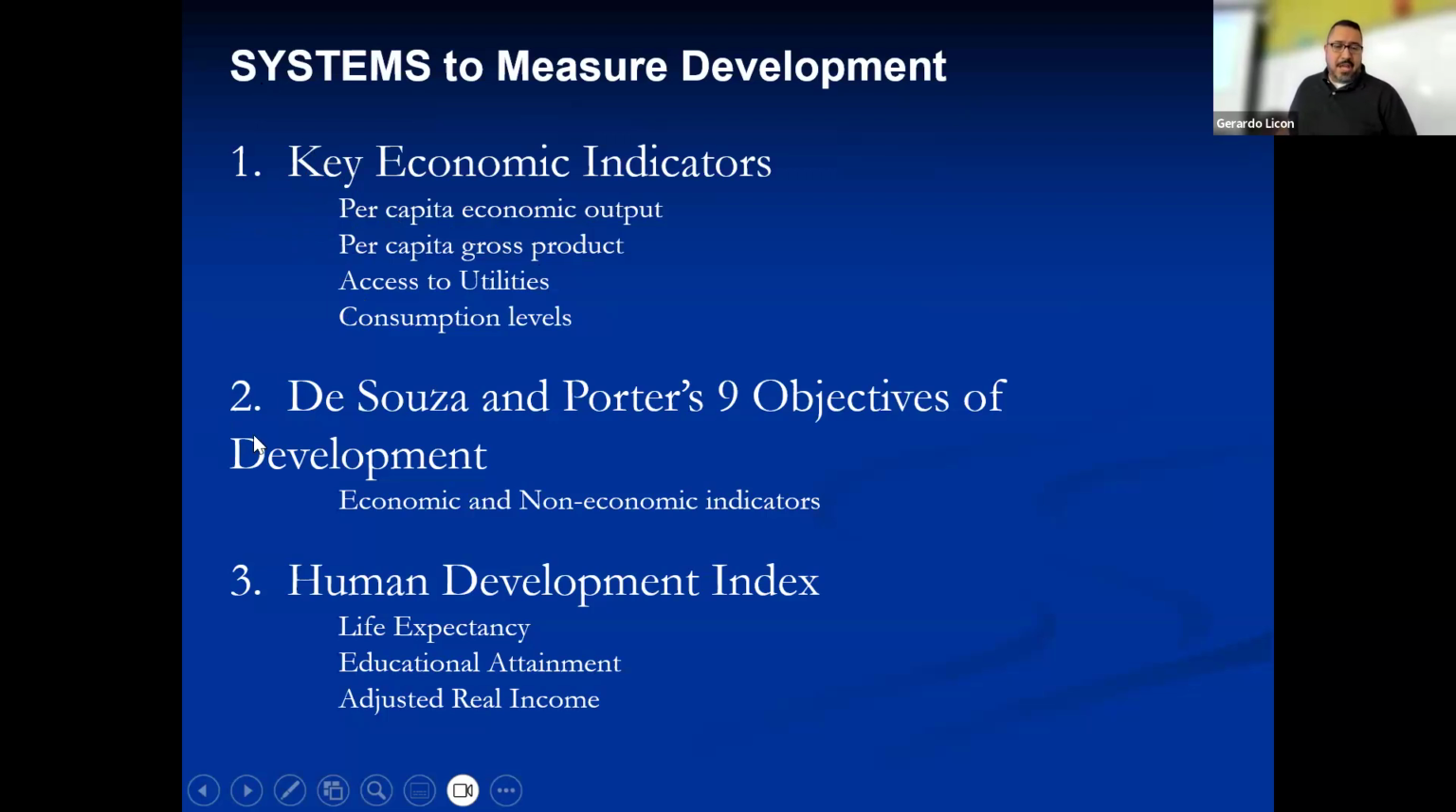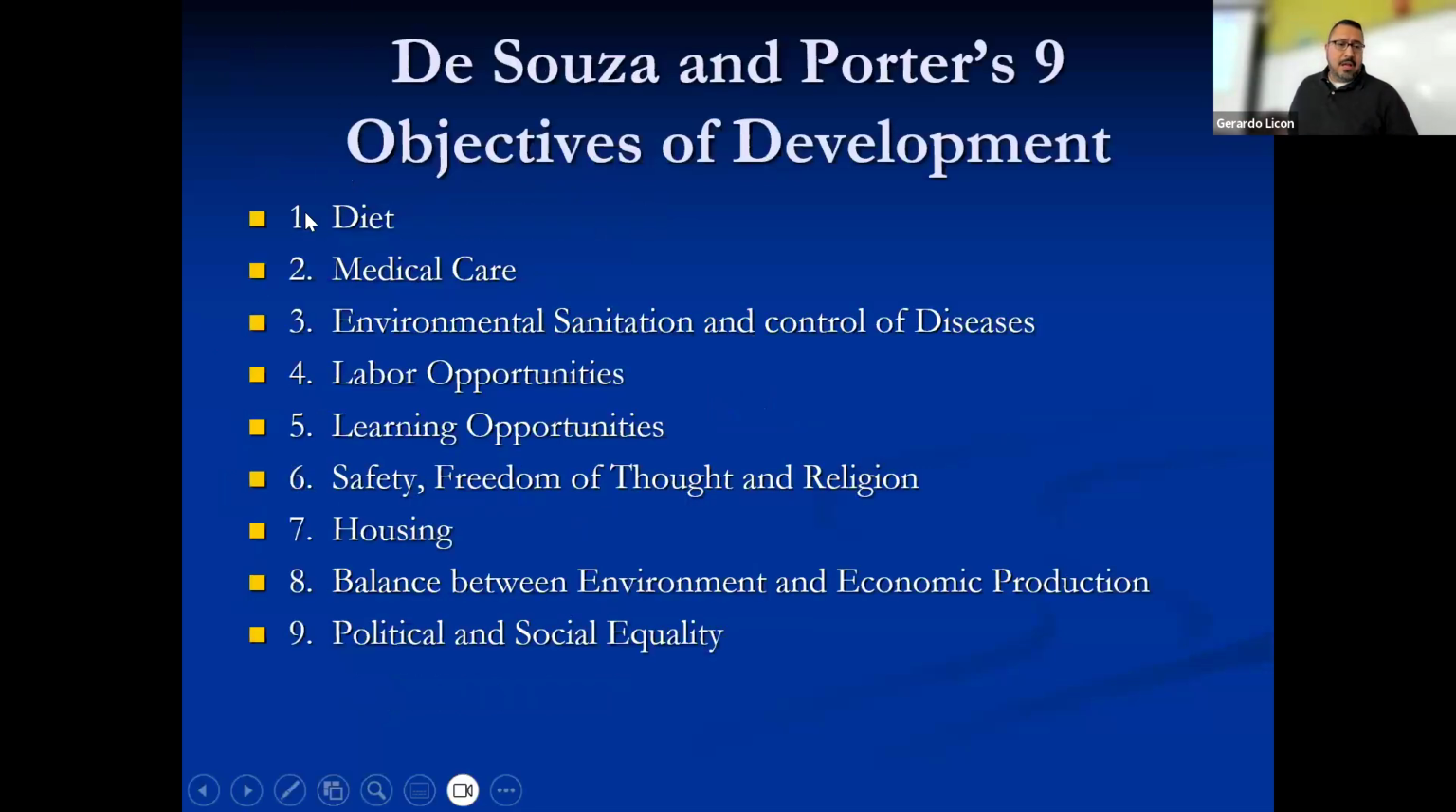Another system, and the most comprehensive of the 3, would be this one, the Sousa and Porter's 9 objectives of development. And so this one is looking not just at economic indicators, but also non-economic indicators. So that one, number 2, is the most comprehensive of the 3. And I'll finish talking about number 2 before I move on to number 3. So these are the 9 factors that the Sousa and Porter's 9 objectives of development look into.